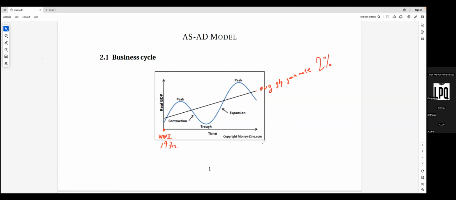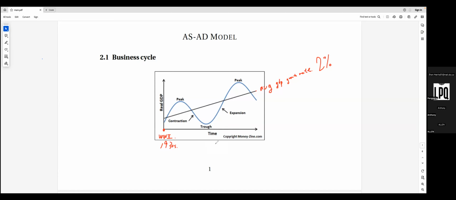But by seeing this, after the Second World War, generally speaking, all those Western major economies, major countries like USA, Canada, UK, Germany, all these countries, their real GDP growth rate, on average, is kind of super low. It's 2%.